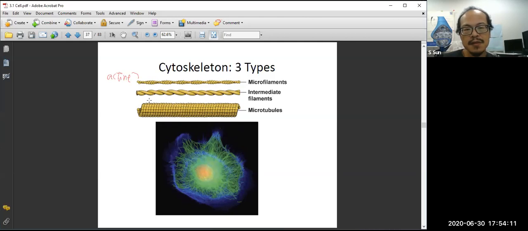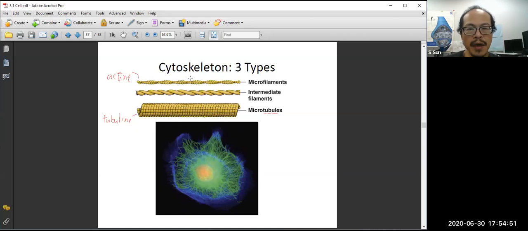Intermediate filament is more durable. This is made by, like, collagen. So this is very durable. And the largest one is called microtubule. Microtubule basically is a tube, so inside is hollow. You can see that it's also made of little protein bits. Each of these bits is called tubulin. T-U-B-U-L-I-N.